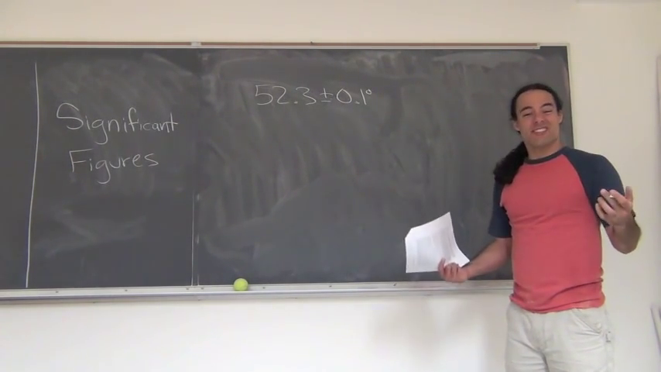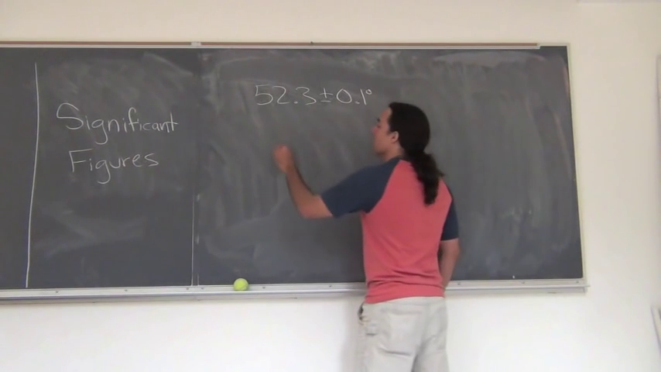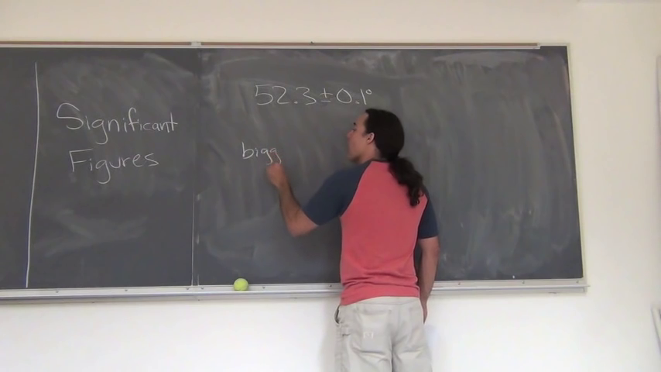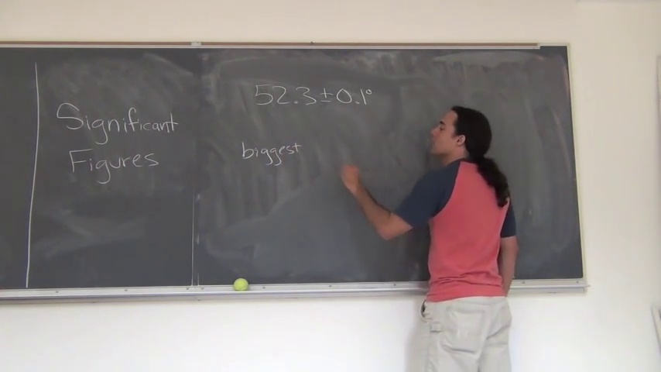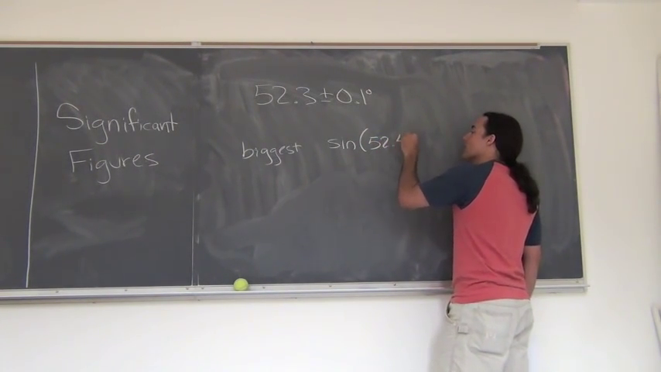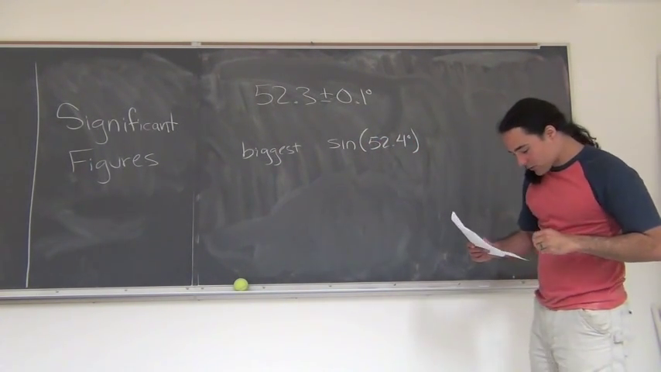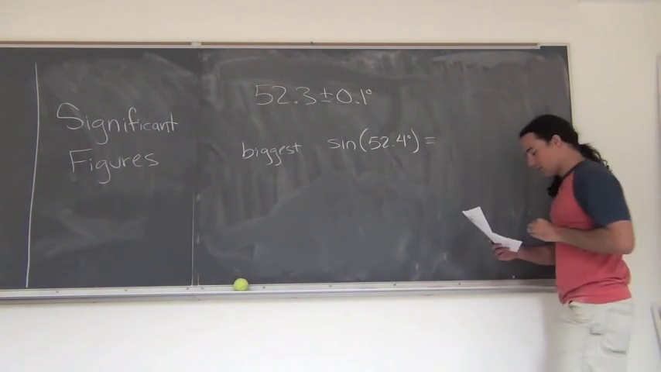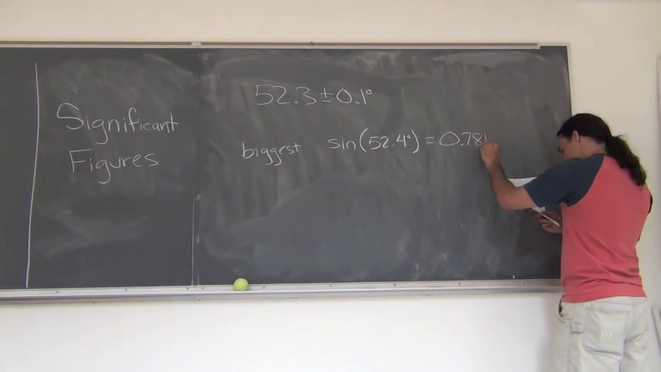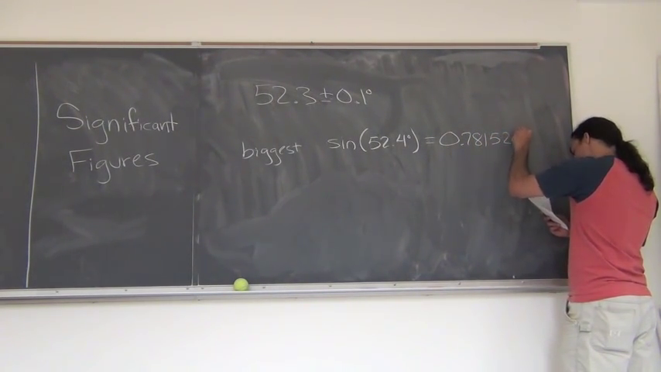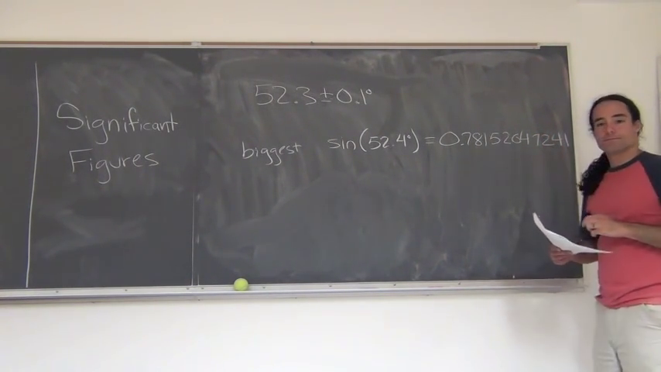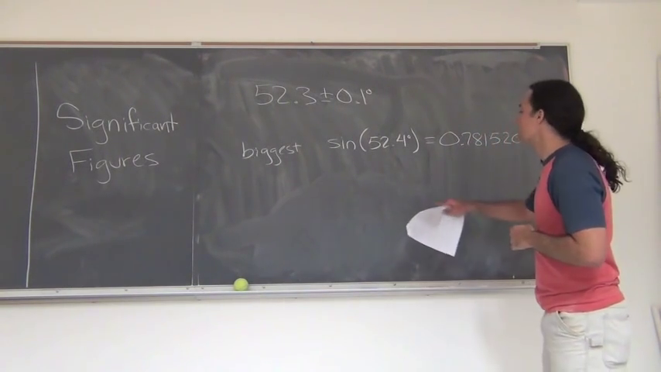All right, well, I know the biggest it can be is 52.4 degrees. So if I want to look for the biggest possible value I can get, I'm going to take the sine of 52.4 degrees. Plug that in, let's just see what I get. I did this in my calculator earlier. You get 0.7815204721. A lot of digits there.